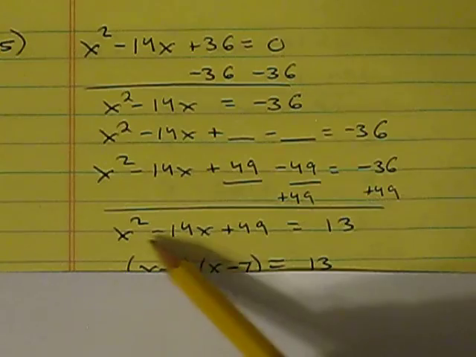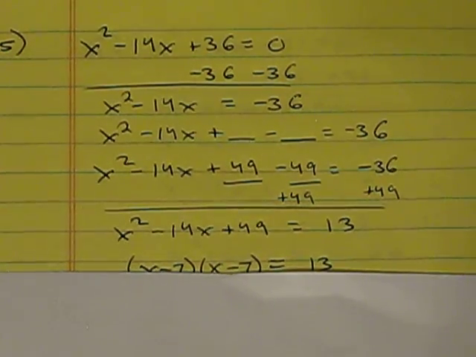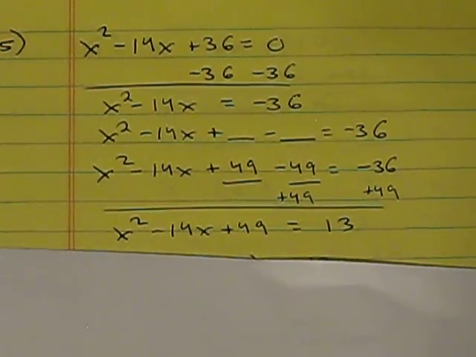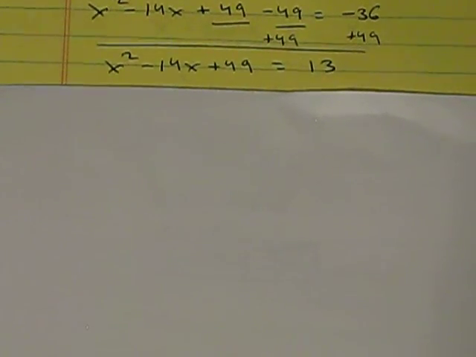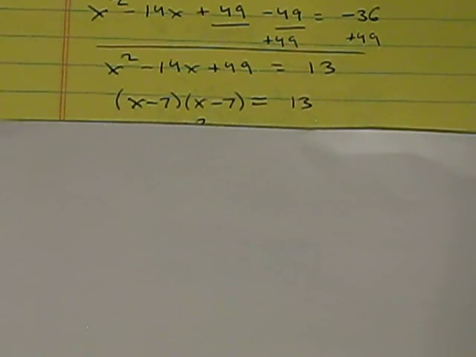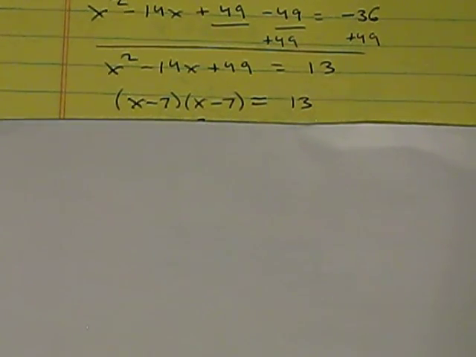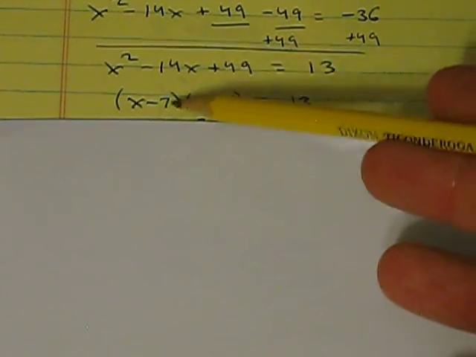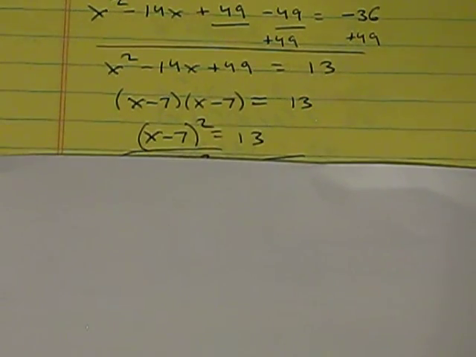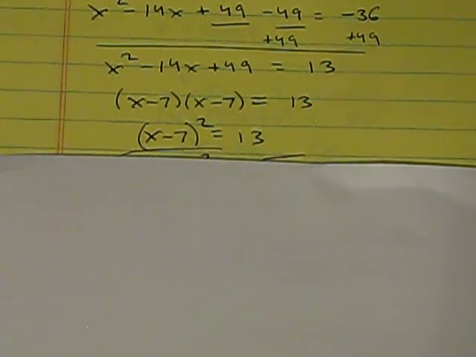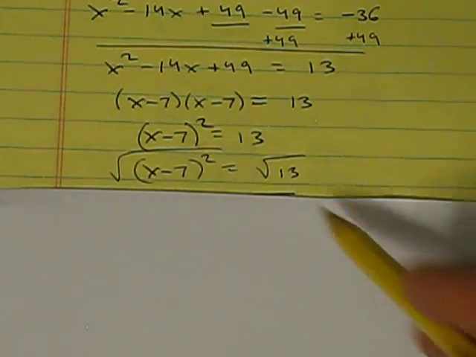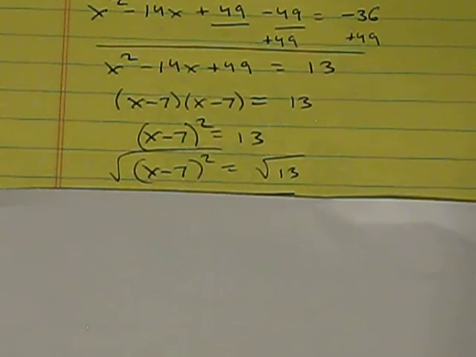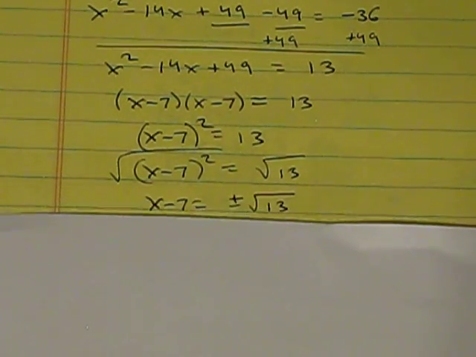Okay. This trinomial will now factor. Let me just slide everything up for you guys. Okay, so this now factors into x minus 7 times x minus 7 equals 13. Since we have two of them, I'm just going to write it to the second power. Now we're going to take the square root of both sides to get rid of this squared. And once again, 13 is not a perfect square. We can't pull a perfect square out of it, so I'm going to leave it alone.